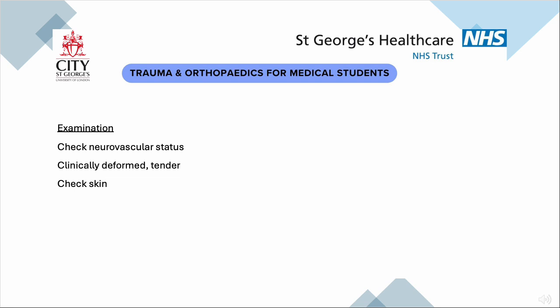The clinical examination, as I said, involves looking at the skin, looking at the deformity, and very importantly checking the neurovascular status, as again the brachial plexus is very close by. There's little to be gained from moving the arm around, because this is just going to cause pain.